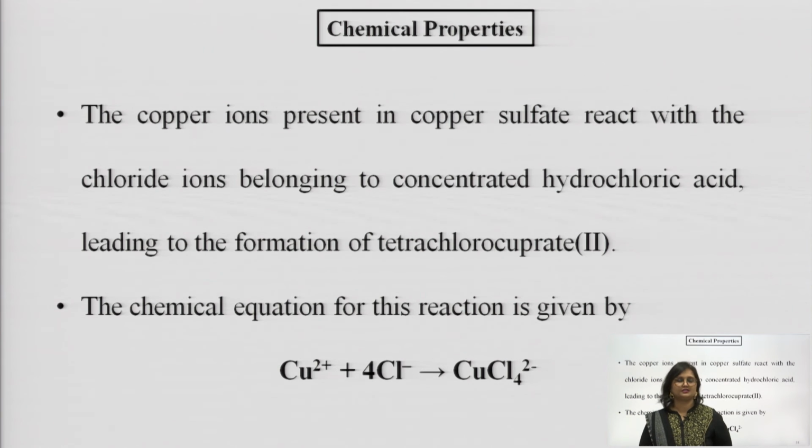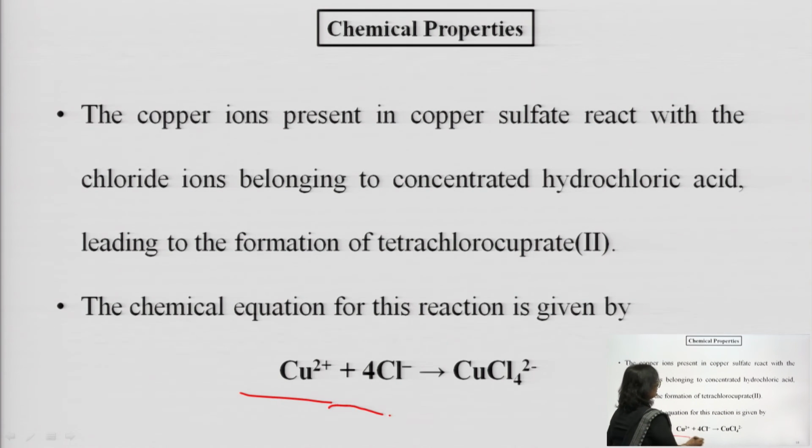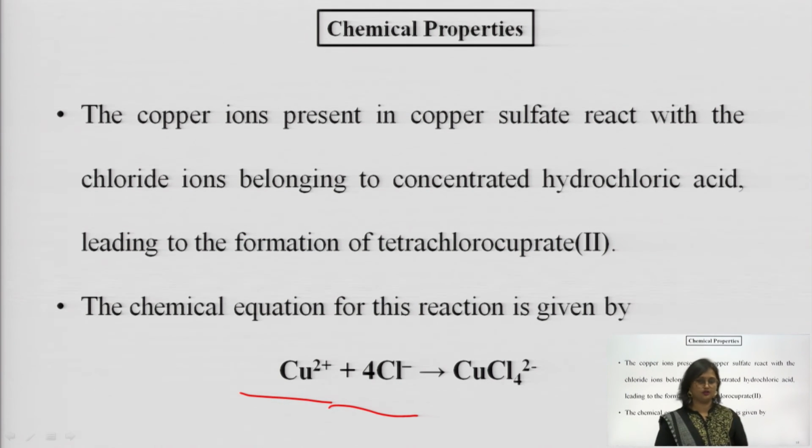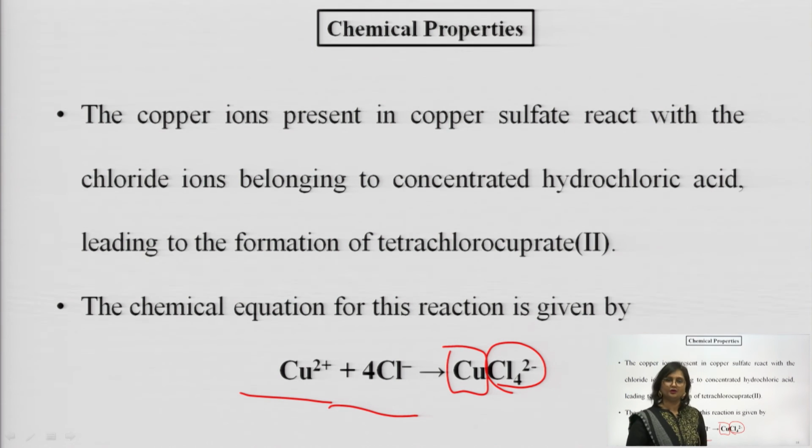Now looking into the chemical properties. The copper ion present in copper sulphate reacts with chloride ions from concentrated hydrochloric acid, leading to the formation of tetrachlorocuprate.